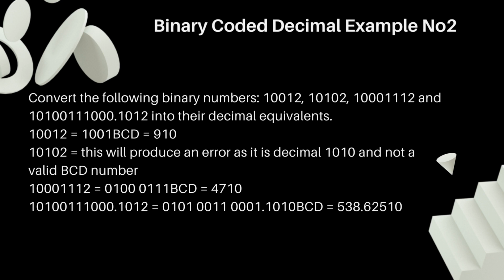1010011100 in binary is 1012. 010100110001 in BCD equals 538. 62510.